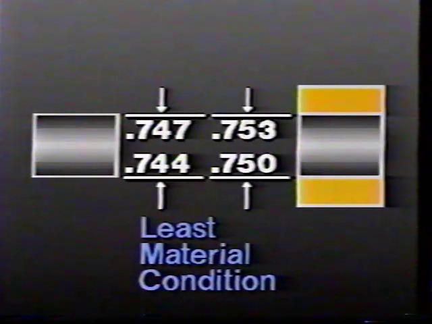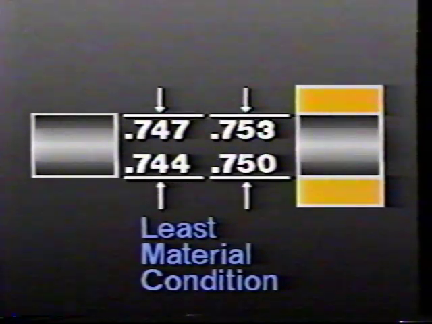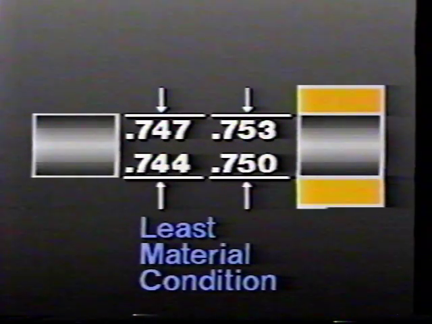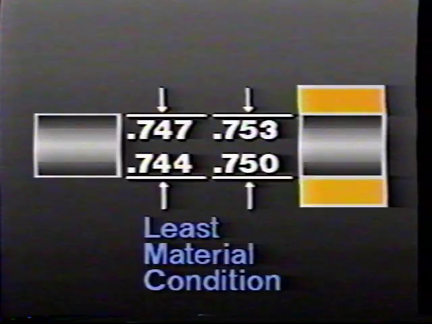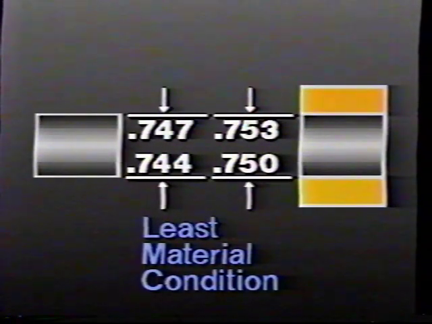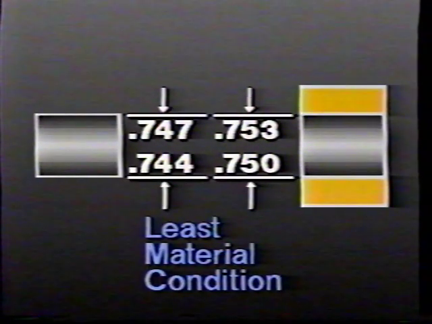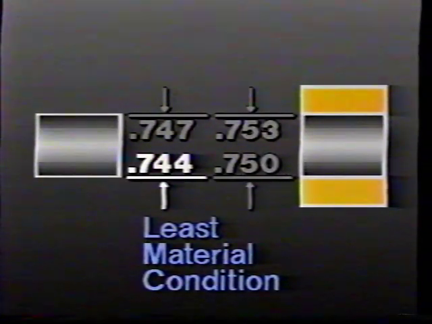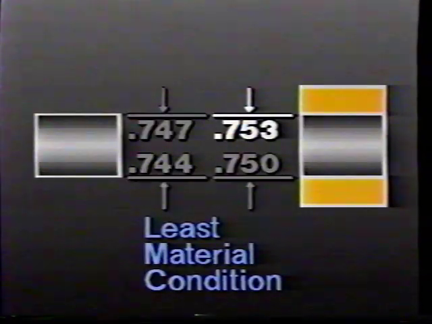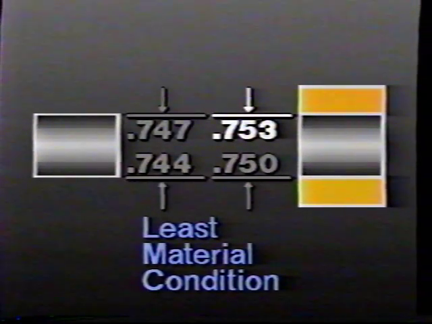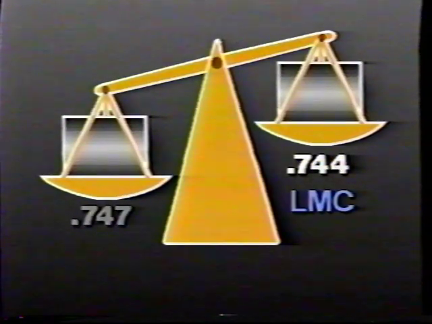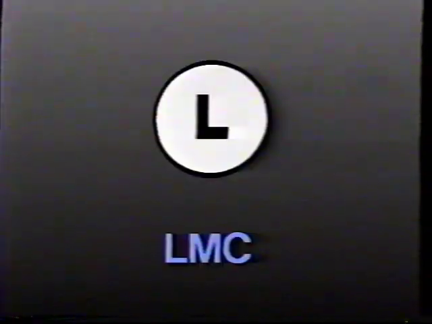The opposite of maximum material condition is least material condition, or LMC. This occurs when an external feature like the shaft is at its lower tolerance limit, and an internal feature like the hole is at its upper tolerance limit. In its least material condition, the shaft measures 744 thousandths. The hole in its least material condition measures 753 thousandths. A feature in its least material condition would weigh the least. On a drawing, least material condition is signified by this symbol.